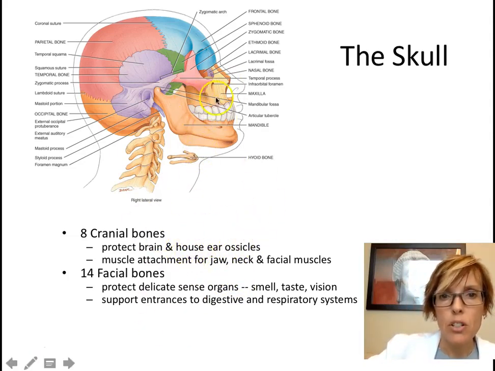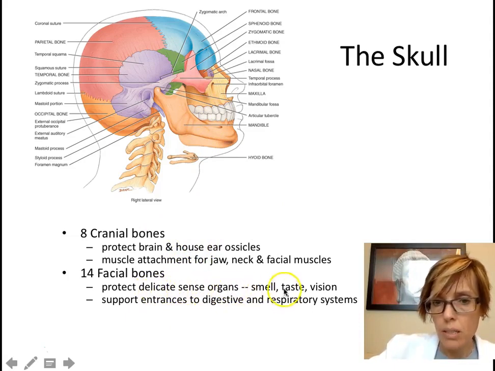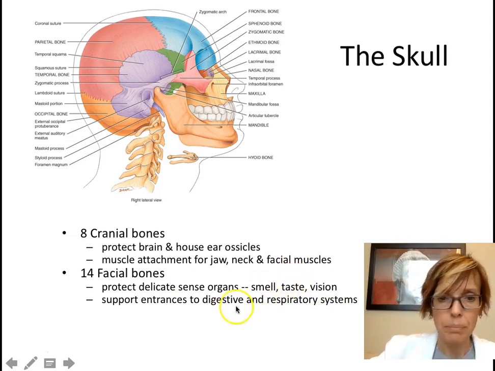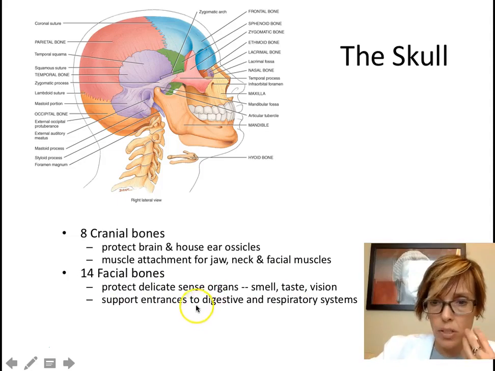Then we have different facial bones. These are there to protect other organs, so your eyes, your nose, as well as your mouth, your sense of taste. They're also going to help support the entrances for the digestive system, namely your mouth, as well as your respiratory systems.